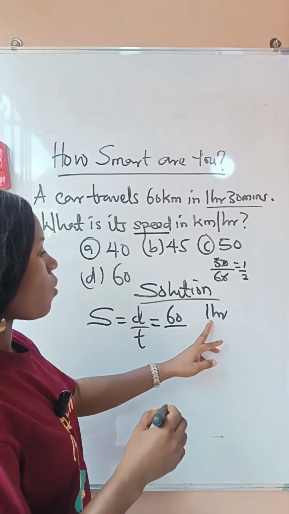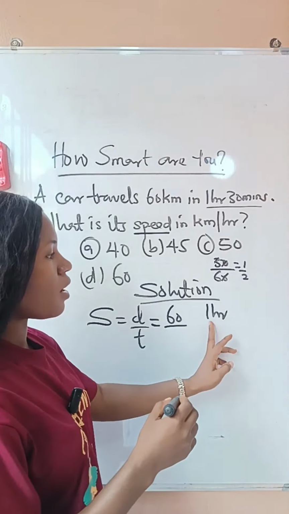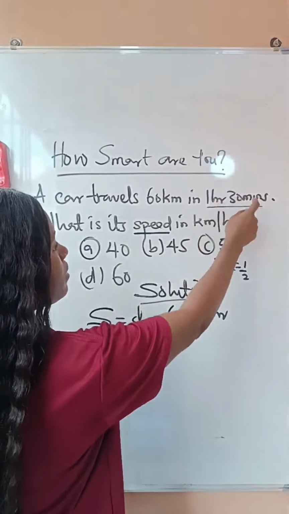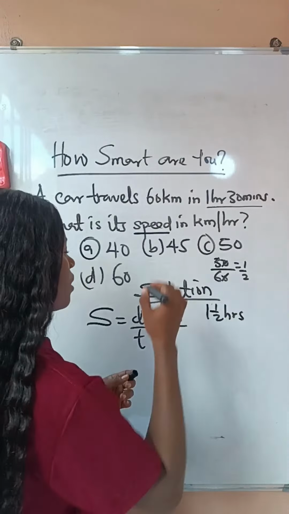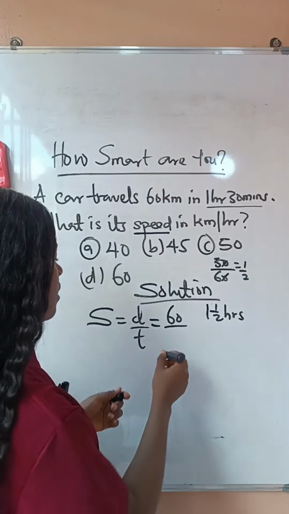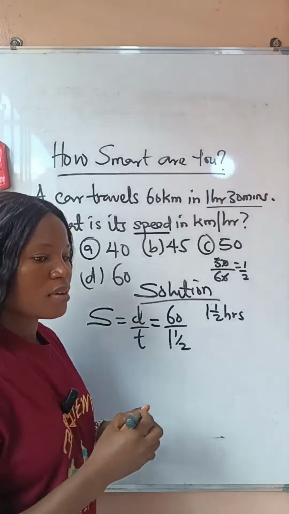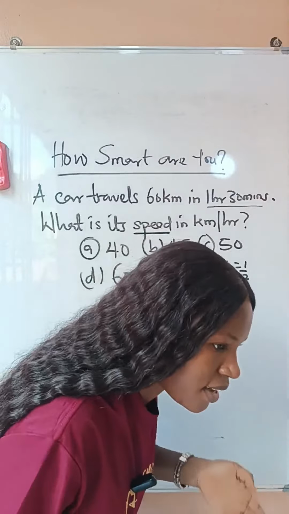So in total, 1 hour plus half an hour is 1.5 hours. So 1 hour, 30 minutes is the same thing as 1.5 hours. Okay? So I can write this as 60 divided by 1.5. That should be the first thing.